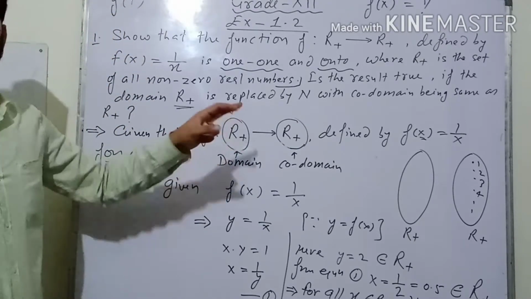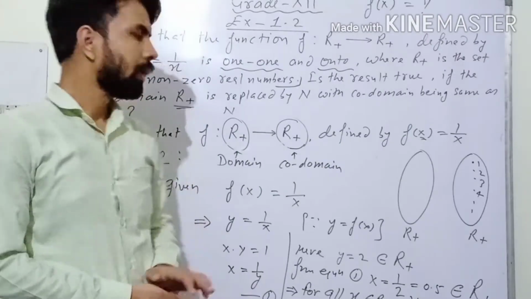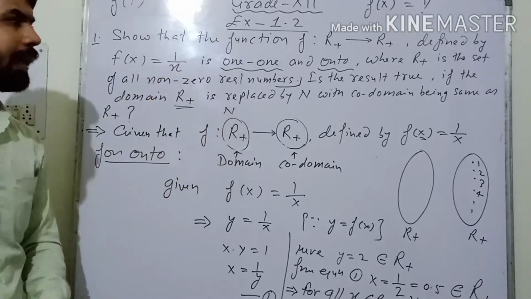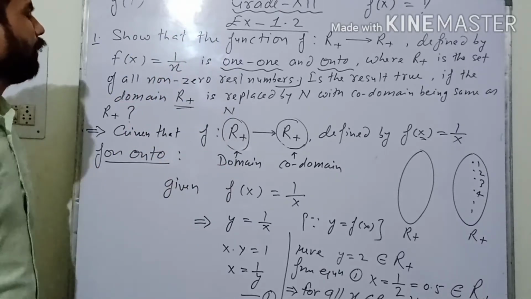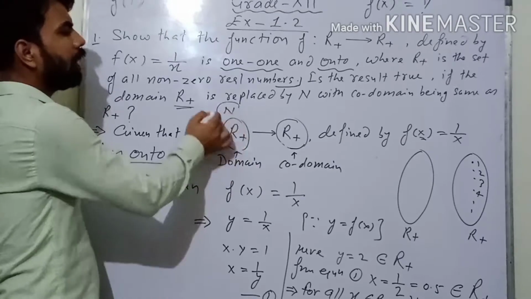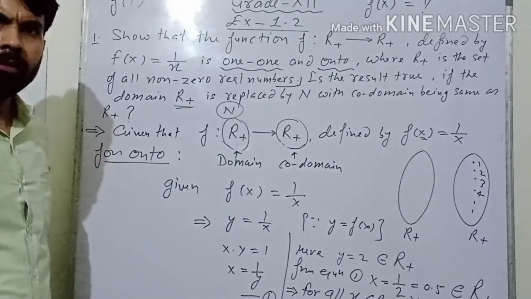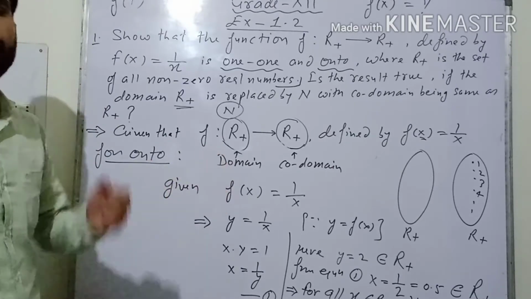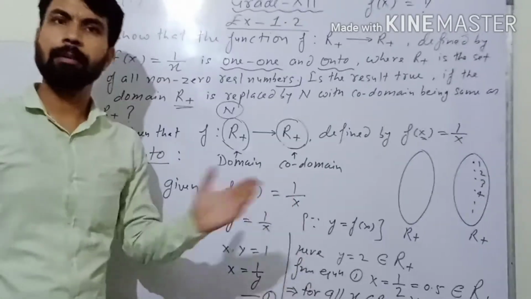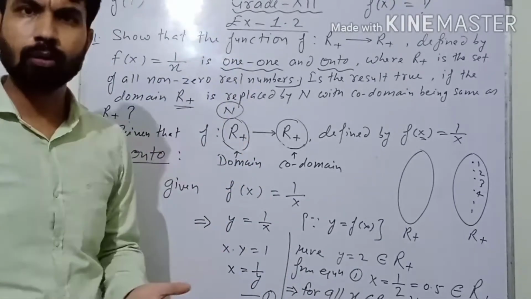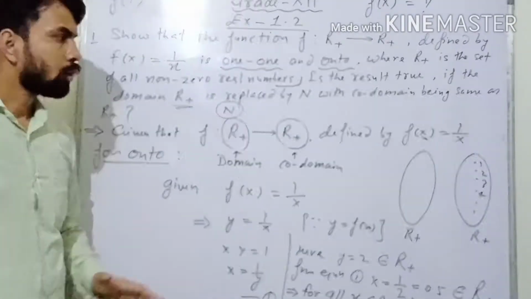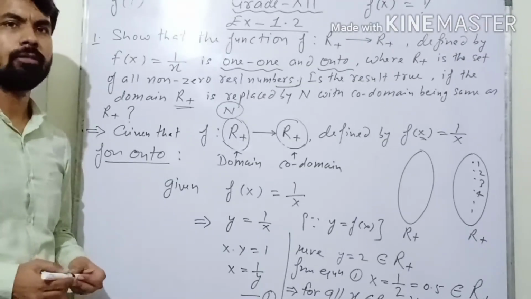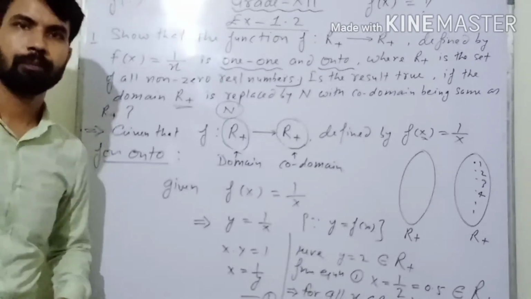N is what? N is a set of all natural numbers. Here this is a set of all positive real numbers. So the question is saying: is the result true if we replace its domain by N? Clear? Now we will replace it with N and then check whether the function will remain the same, 1-1 and onto, or it will be changed. So first pause the video and note this part. After that I will explain how to solve the second part.